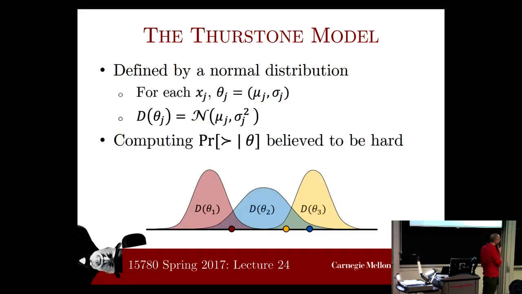So one interesting factoid about this model is that the problem of computing the probability of a ranking given the parameters is believed to be a hard problem. It's just a horrible integration, and nobody knows how to do this efficiently. So that's one instantiation of a random utility model.